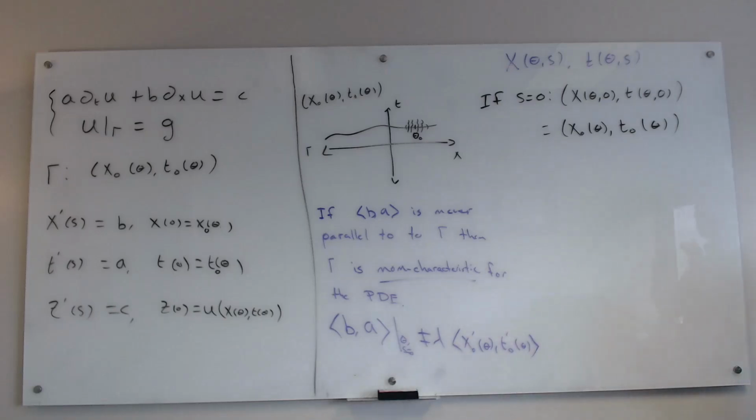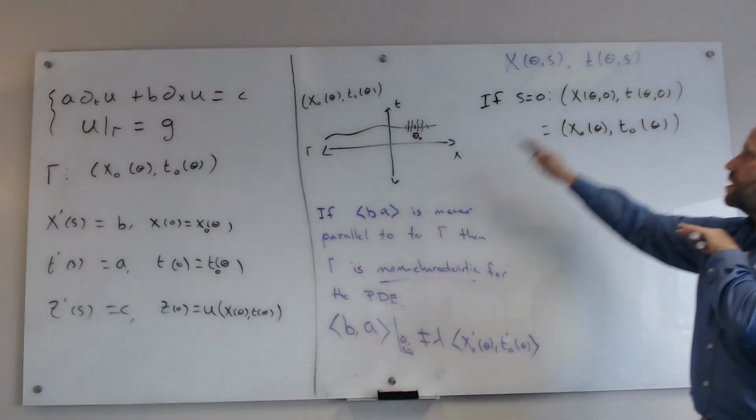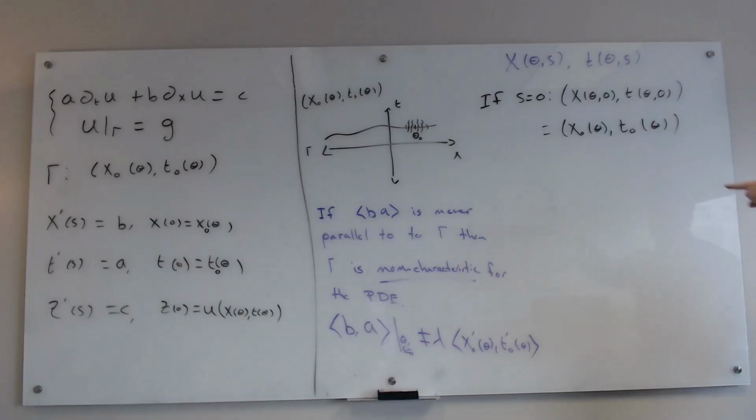So that's what we get when s is equal to 0. If you look at the solution to this system of differential equations, when s equals 0, we just trace out the curve gamma. Another thing that I want to look at is this function, x and t.